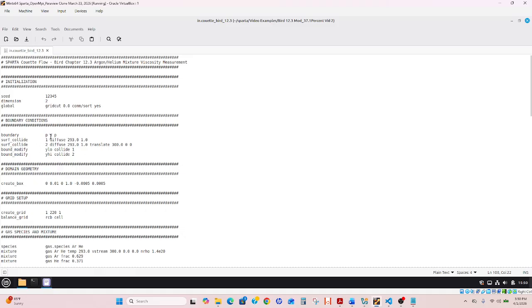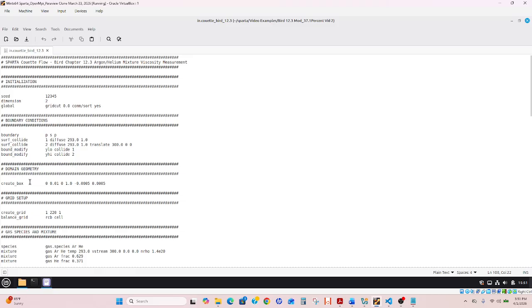That way we're calling that upper boundary a surface, and it's diffusive in nature, the collisions, and this is the surface temperature. The surface temperature changed from the last example. In the last example it was 273, it's 293 in this one. We're still translating it for the upper surface 300 meters per second in the X direction. All right, this is all still just part of telling SPARTA that these boundaries behave this way.